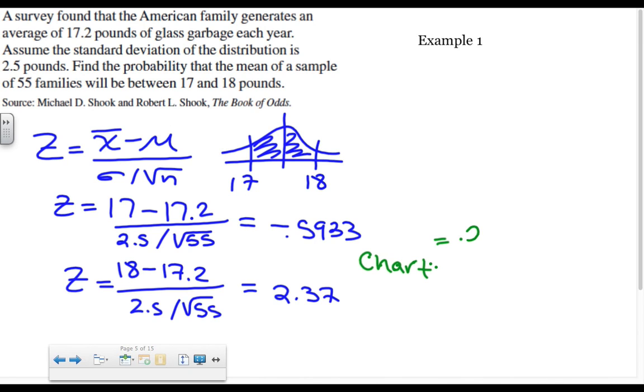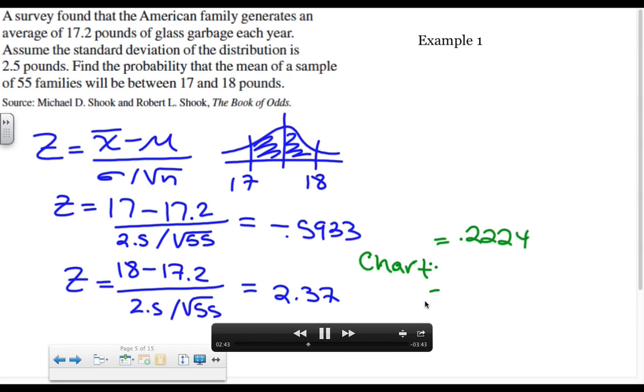Okay. So 0.2224, and then the area for 2.37 is 0.4911. And then I add those together, and I end up with 0.71. So the probability that if I were to survey 15 families, the mean would be between 17 and 18 pounds is 71%.